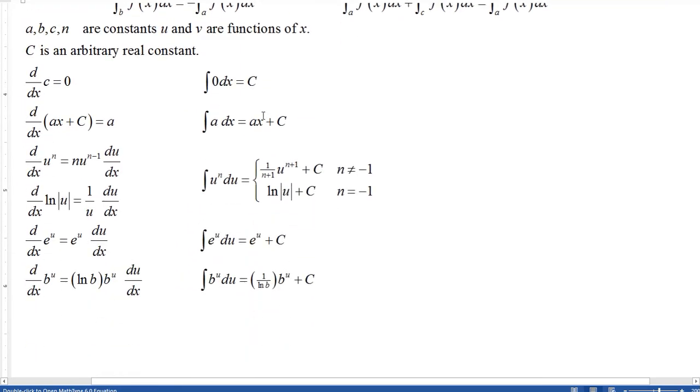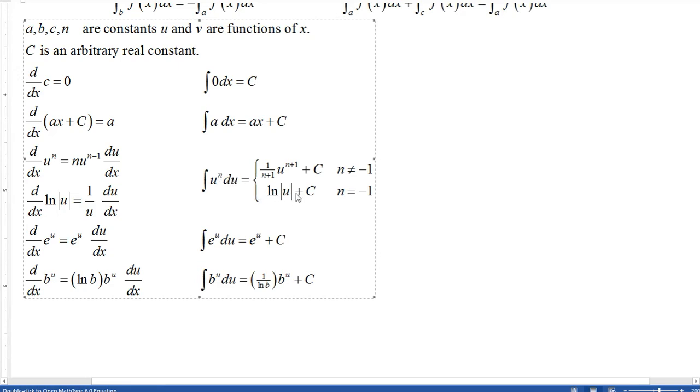The derivative of a constant is 0, so the antiderivative of 0 is a constant. The derivative of a linear function is a, that's the coefficient of x. And so the antiderivative of a constant is just a linear function with that slope a. The derivative of u to the n is n times u to the n minus 1 times du over dx. So the antiderivative of u to the n is u to the n plus 1 times 1 over n plus 1, plus c.